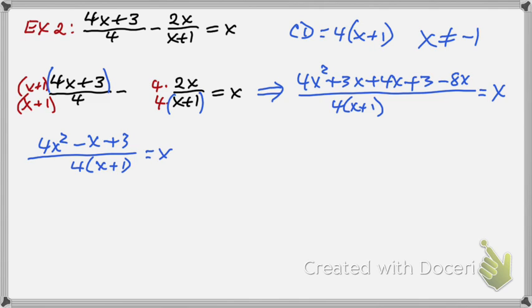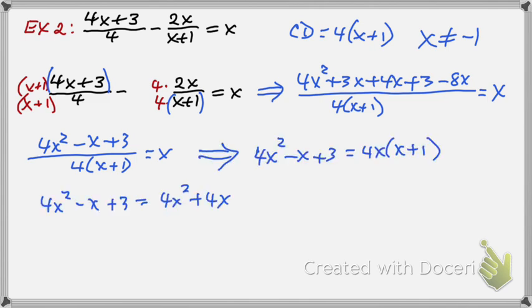Once again, I want to get rid of that denominator on the left-hand side. So I'm going to multiply both sides by 4 times x plus 1. When I do, I get what's shown here, and when I multiply the 4x times x plus 1, I've got what you see.